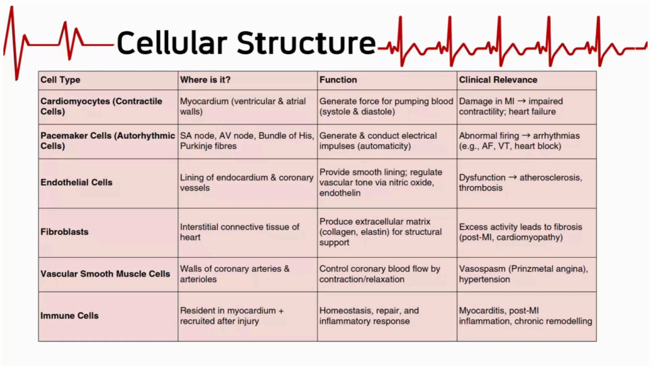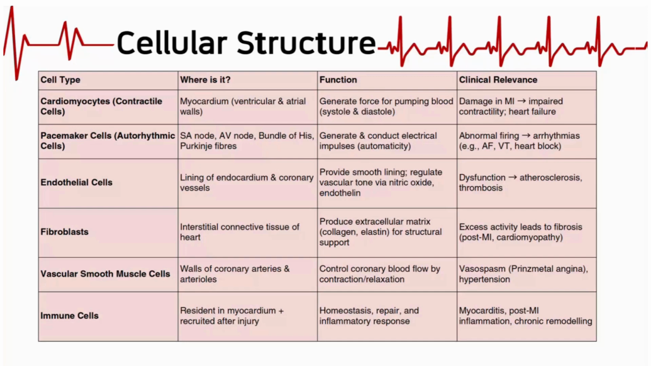Clinically speaking, the abnormal firing of these pacemaker cells is what causes arrhythmias. Now, scary arrhythmias like VT or AF, heart blocks, they're all to do with how the pacemaker cells function. So if you remember from what I said earlier, these pacemaker cells are what really hinges on the electrical function of the heart. This is what's important for the electrical function of the heart.